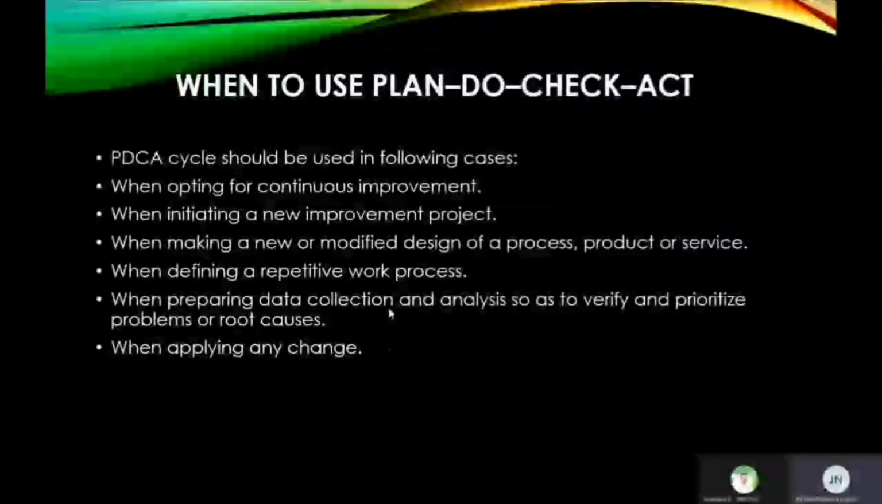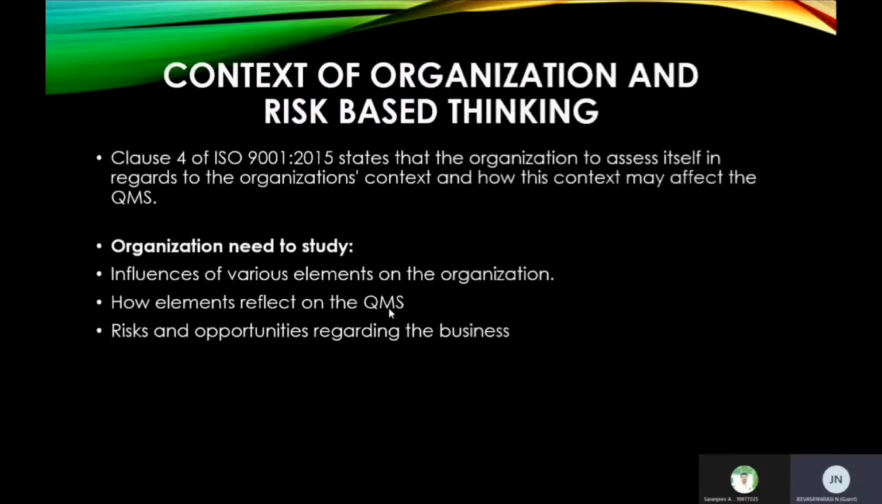Next, when to use the plan, do, check, act cycle. So the PDCA cycle should be used in the following cases. When opting for continuous improvement, when initiating a new improvement project, when making a new or modified design of a process, product, or service, when defining a repetitive work process, when preparing data collection and analysis to verify and prioritize problems or root causes, and when applying any change.